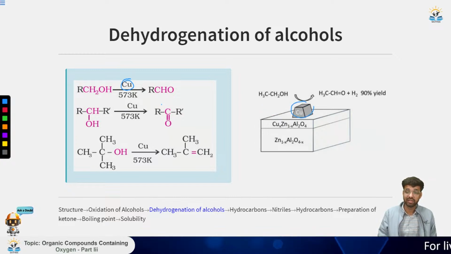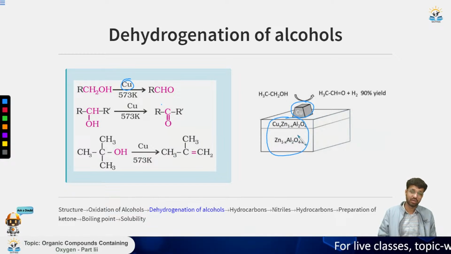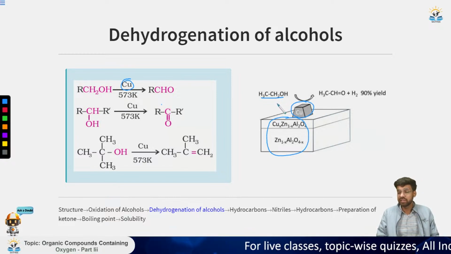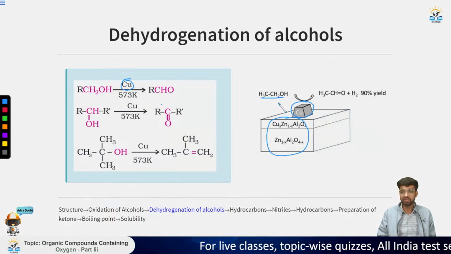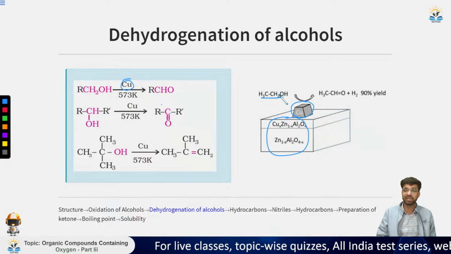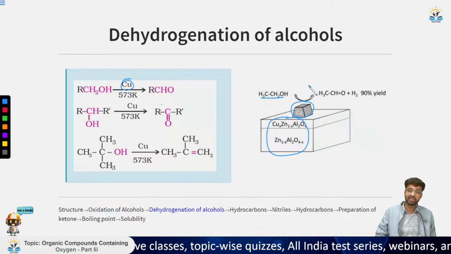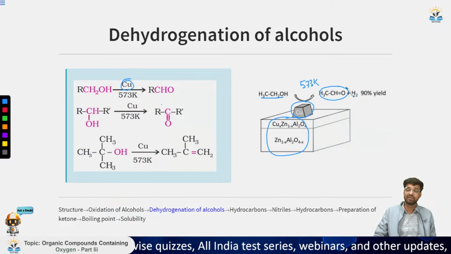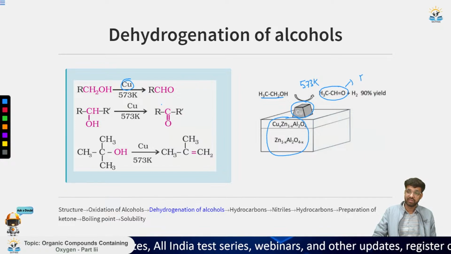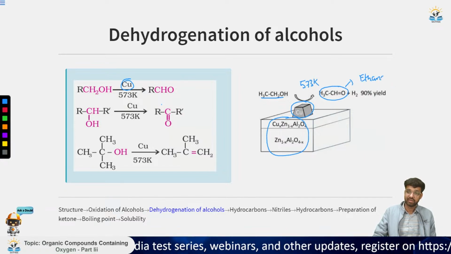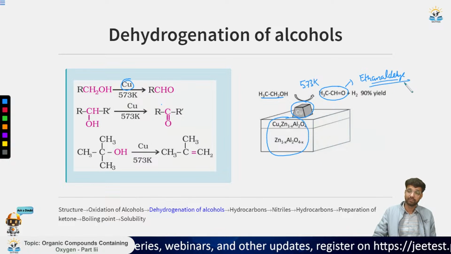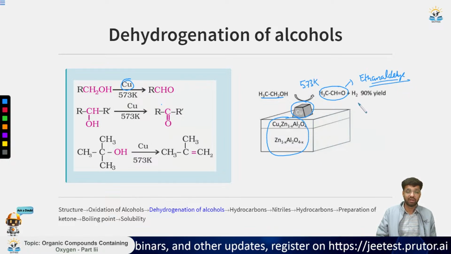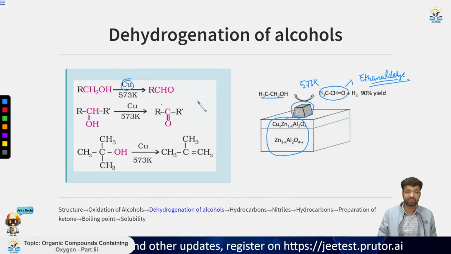This copper we have is supported upon a complex. This is CuZn. You don't have to worry about it. I'm just showing the way it is done. The copper is not included in the reaction. It is just providing the surface for the reaction to take place. We take a primary alcohol here at high temperature, that is 573 Kelvin, and we get this aldehyde, which is ethanal. So this is ethanal. This is the method of preparation of aldehyde or ketone using the dehydrogenation of alcohol.